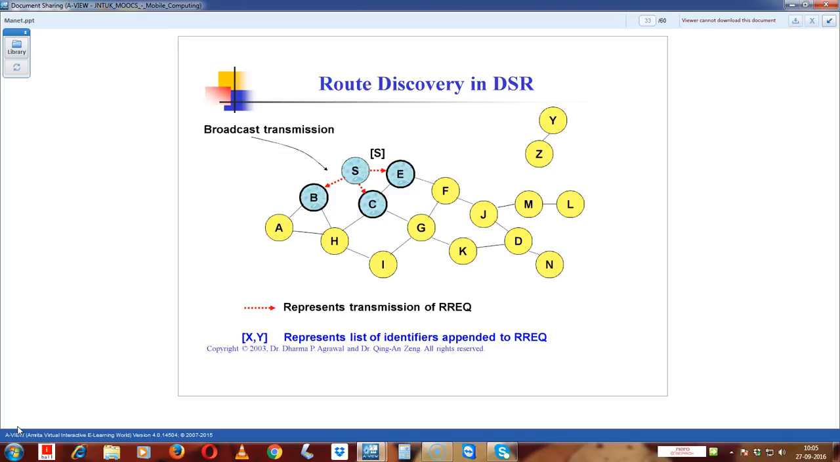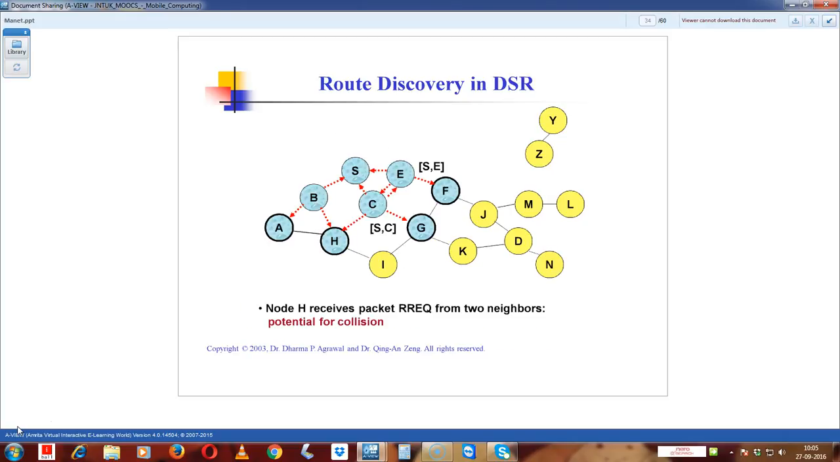Okay, B, C, E will look in the route cache. They will try to find the route path to D in the route cache. If they don't find it, they will again broadcast it. So when they broadcast it again, E will broadcast to F, C will broadcast to G. They will add their own address within the packet.